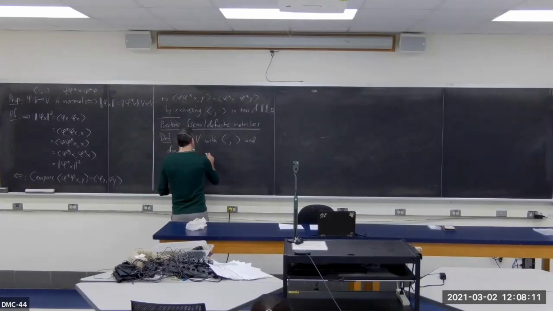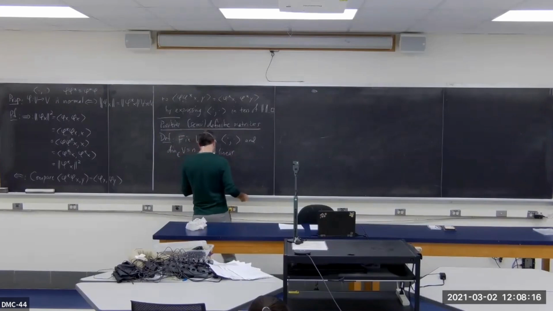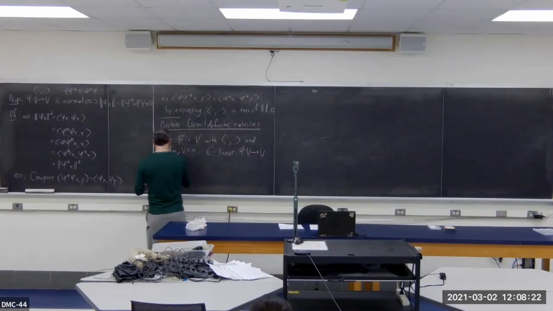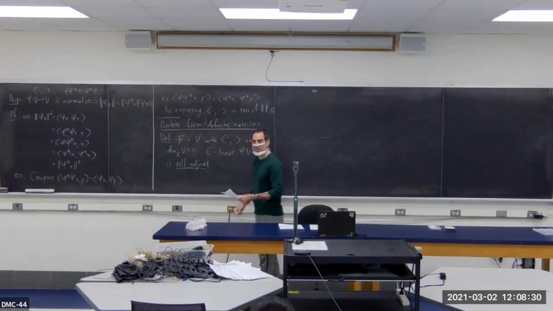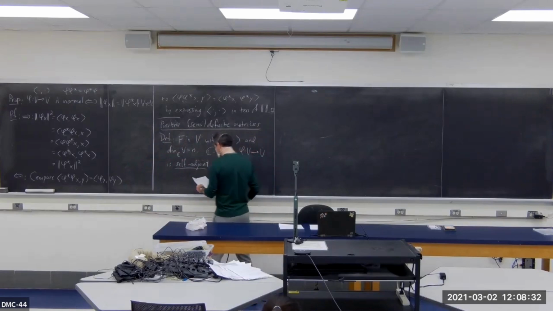So we have a C-linear, so a complex linear, homomorphism phi from V to V. It's an endomorphism of V, and that's called self-adjoint. I think you've already seen this term. I may have even already defined it on the board. It just means that phi equals phi star.